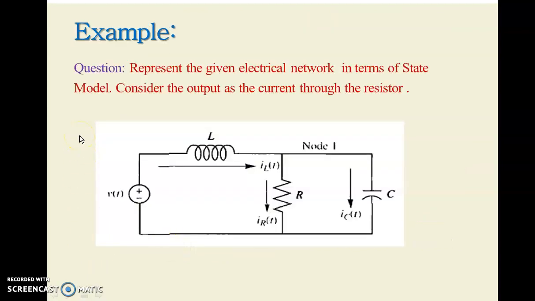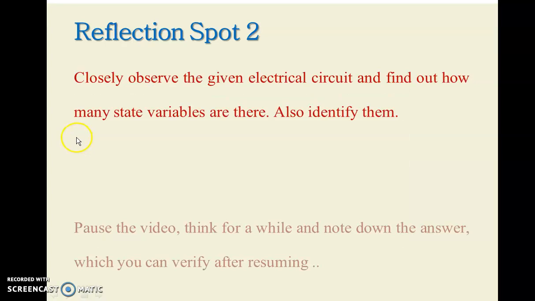Let's try to understand all this theory in terms of an example. For a given electrical circuit, we are supposed to represent this in terms of state model, where output is given as the current through the resistor. By knowledge of state model, we understand that we must know what is our input, what is our output variable, what is our state variable, and what are the different energy storing elements in order to represent in terms of state model. So let's observe this circuit and try to answer how many state variables are there in the circuit and also try to identify them.